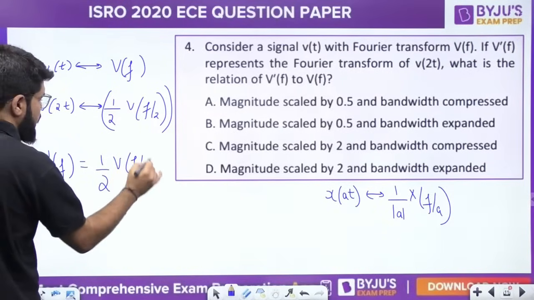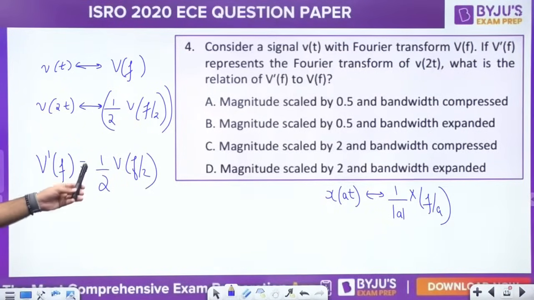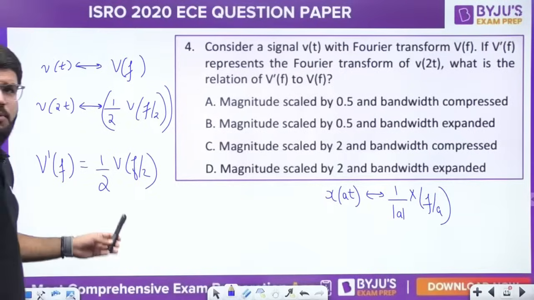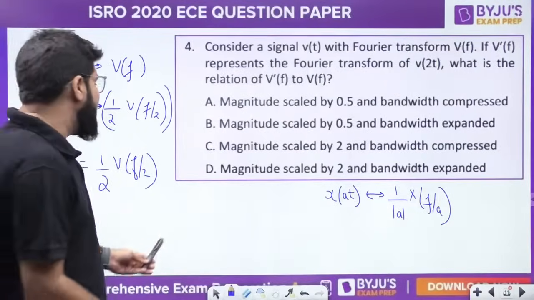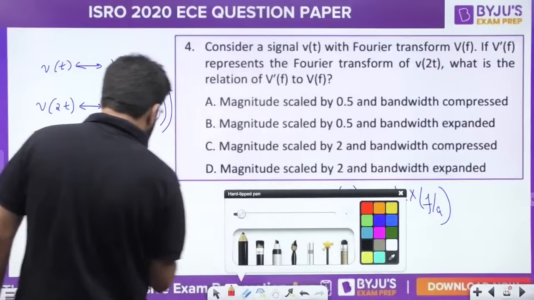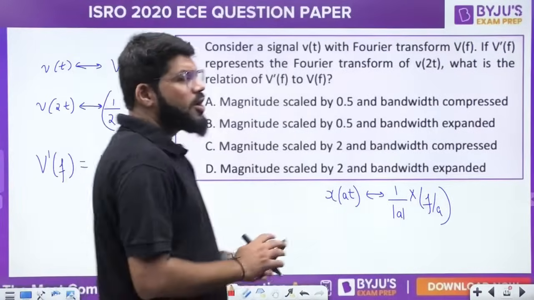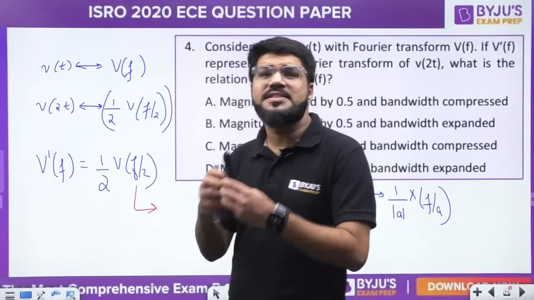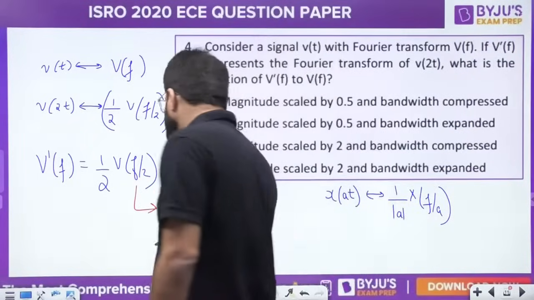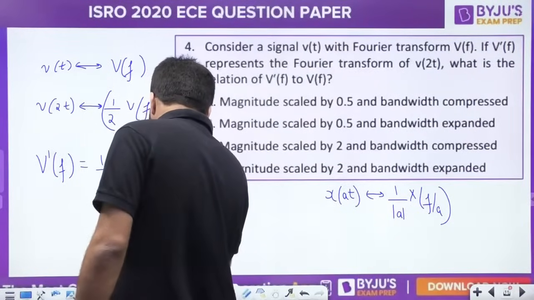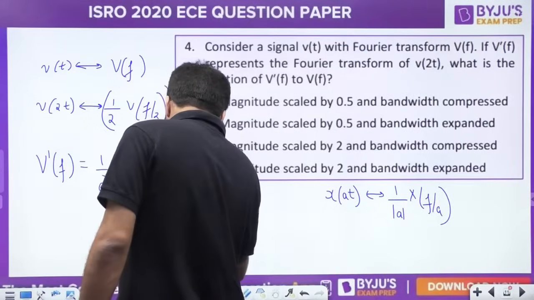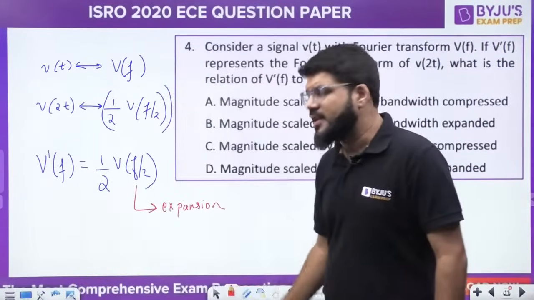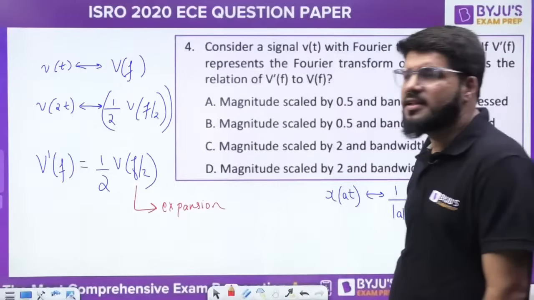A fundamental Fourier transform property question. Magnitude is scaled by 0.5. Yes, this becomes 0.5. And V of f by 2 represents what? If you talk about scaling with respect to the frequency domain, the scaling factor is half. That means it will be the expansion. Whenever the scaling factor is less than 1, it is expansion. Whenever it is greater than 1, it is the compression.